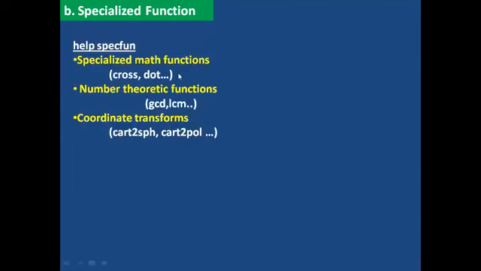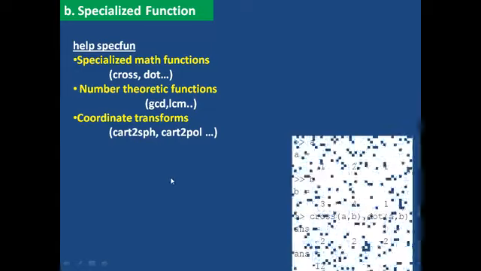In specialized mathematical functions, we are going to see the cross product and dot product of the given vectors. In number theoretic functions, we'll see GCD, the greatest common divisor, and LCM, the least common multiple. In coordinate transformation, we'll convert Cartesian to spherical coordinates and Cartesian to polar coordinates.